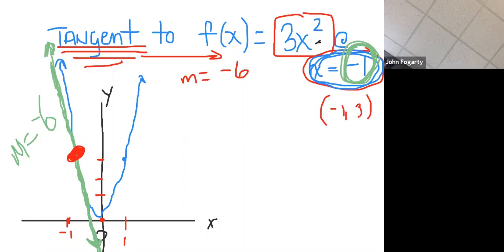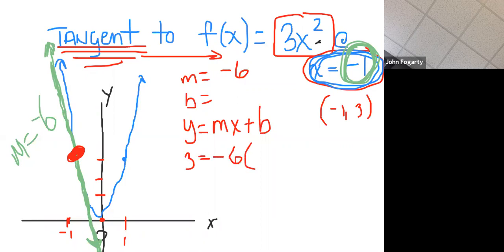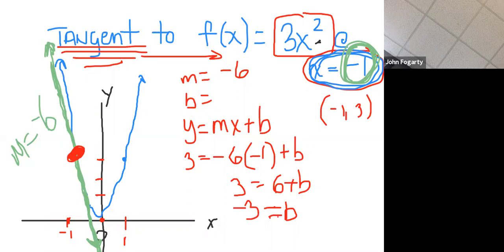So now y equals mx plus b, right? I have m, I just don't have b yet, right? So I'm going to go y is 3 equals -6 times -1 plus b. 3 equals 6 plus b. b equals -3. Now, if I continue this picture down, it seems to hit the y-intercept at -3, right?